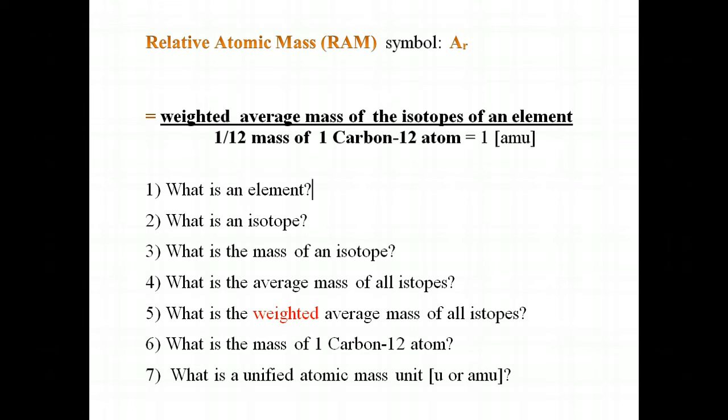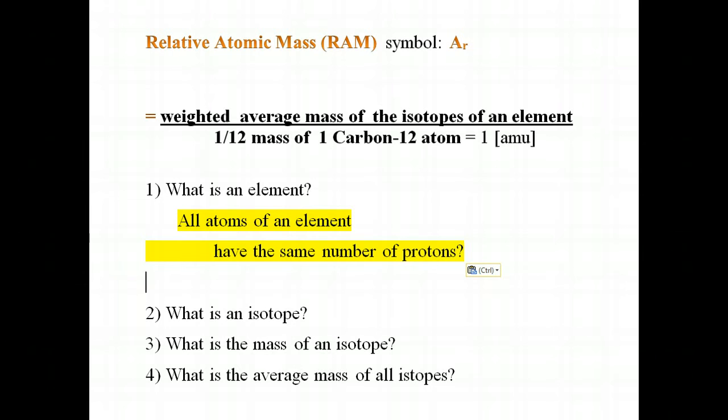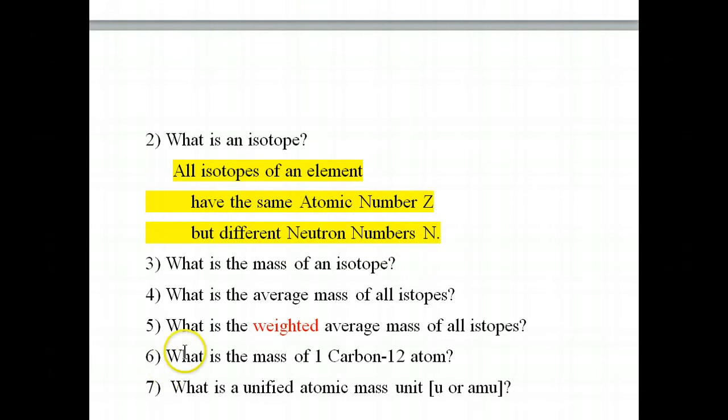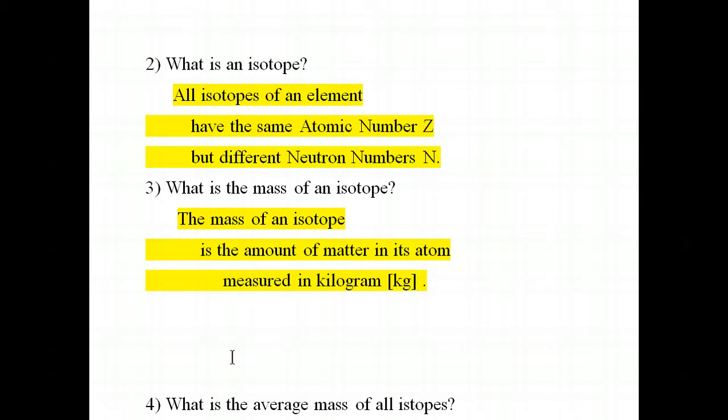Let's give a very short answer to these questions. What is an element? All atoms of an element have the same number of protons. What is an isotope? All isotopes of an element have the same number Z, but different neutron numbers N. What is the mass of an isotope? The mass of an isotope is the amount of matter in its atom measured in kilogram.